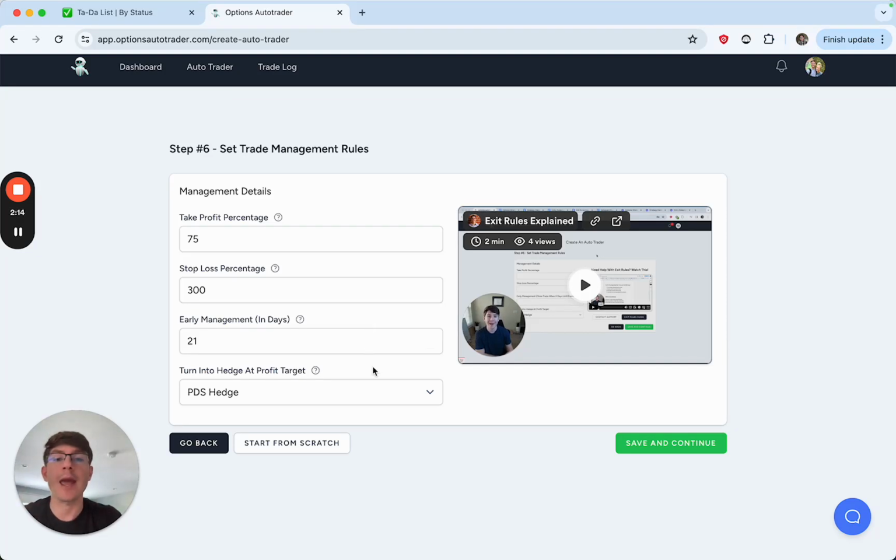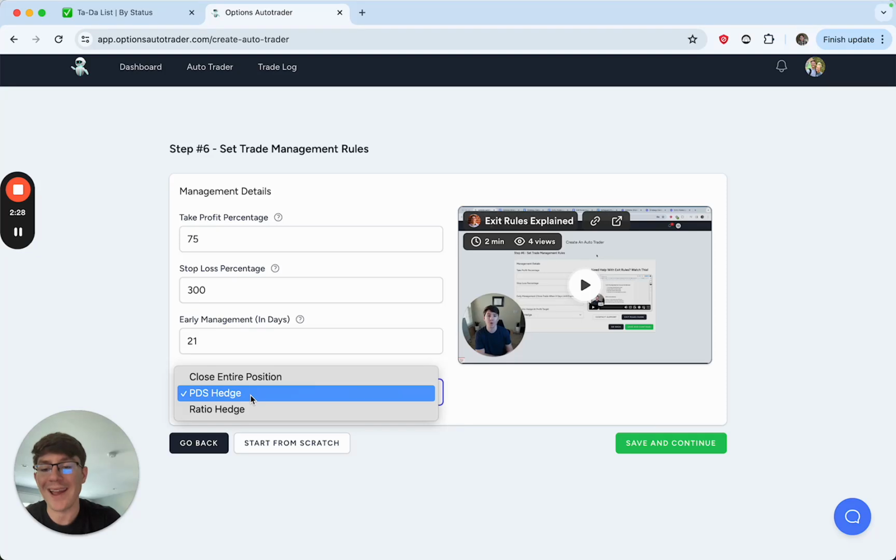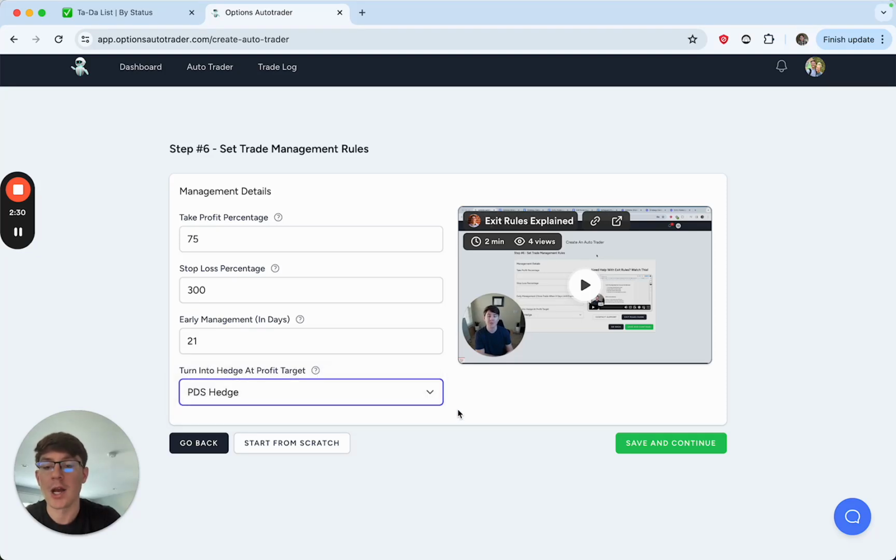Next, if you're trading a 1-1-2 strategy, you will see this setting. If you're trading any other strategy, you will not see this. But you can turn a 1-1-2 strategy into either close the entire trade once it hits your take profit percentage, or you can turn it into a PDS hedge or a ratio hedge to give you some downside protection and still make a profit. So again, something to factor in is when your stop loss gets hit, it will close the entire 1-1-2 trade. When it hits your take profit percentage, then it will turn it into a hedge. So just some updates on that.